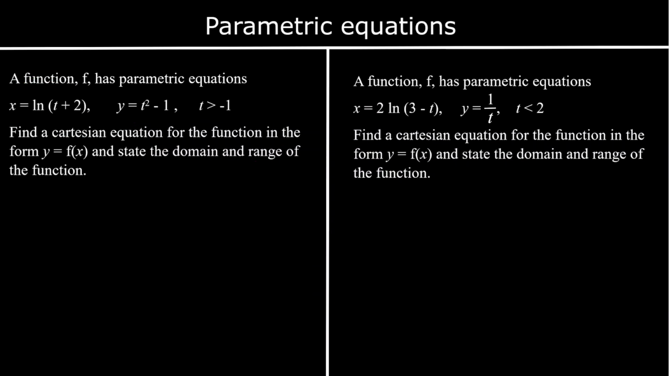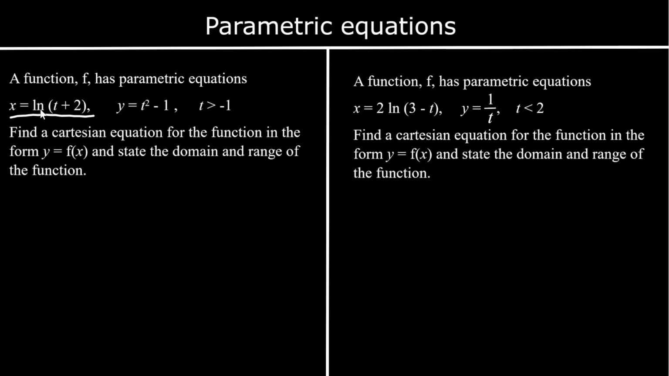Here's another question. A function f has parametric equations. x equals log t plus 2, so the natural log of t plus 2. And y equals t squared minus 1, where t is greater than -1. Find the Cartesian equation for the function in the form y equals f of x, and state the domain and range of the function. So again, we're going to start with our x function and make it t equals, so we can eliminate t.